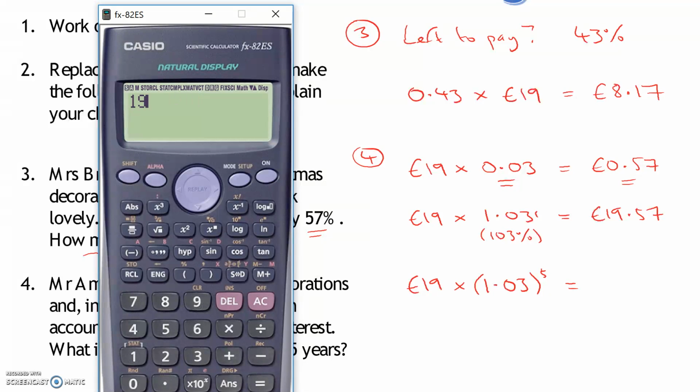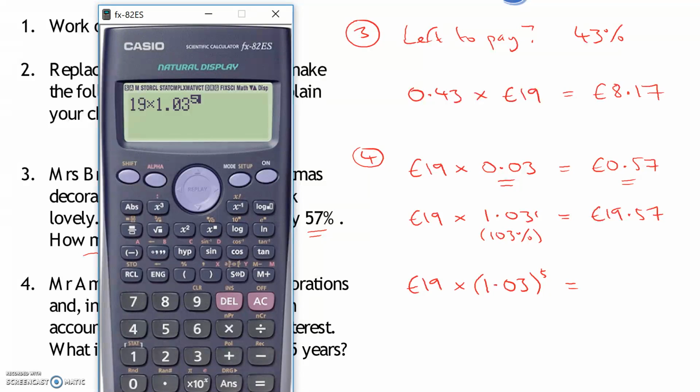We're going to do £19 multiplied by 1.03. Now I could put brackets around that, but my calculator is going to take care of it. It's going to do my power first, so I'm actually good. The power button is just underneath my purple circle. It says X to the power of a little filled in white square. And we want a 5.